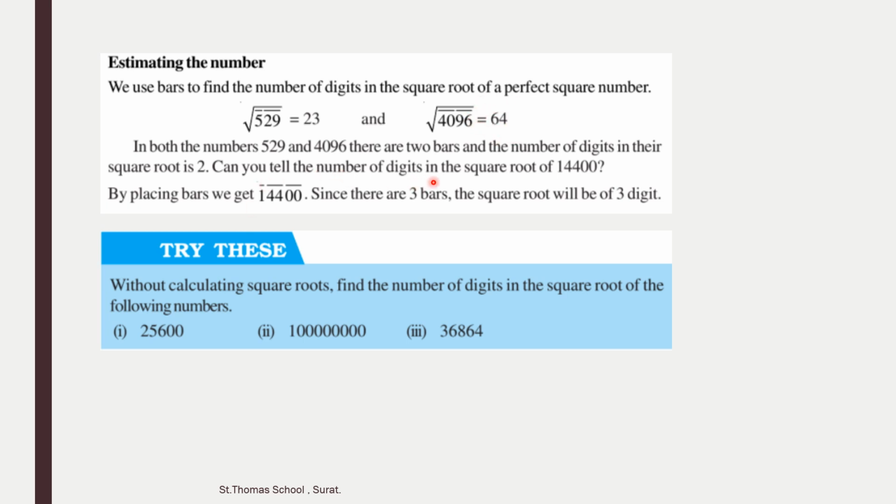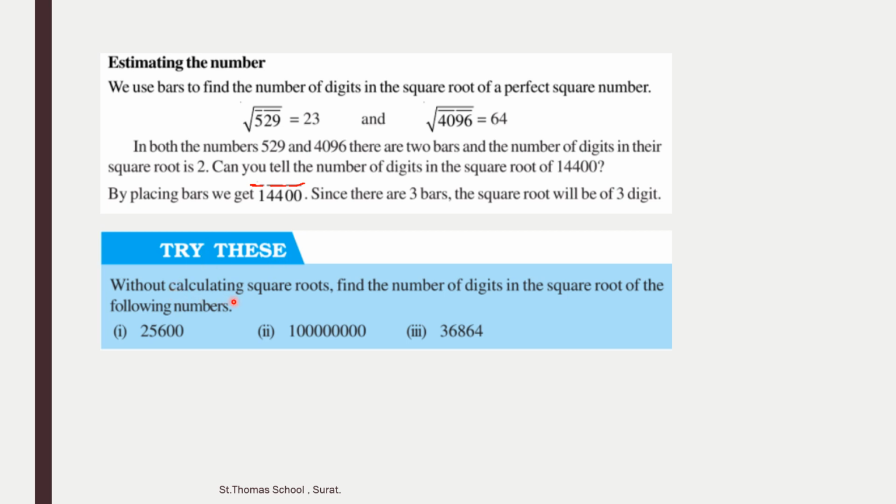Can you tell the number of digits in the square root of 14,400? So what you have to do? First you have to put bars like this. From the ones place you start 1, 2, again 1, 2, again 1. So how many bars? 1, 2, 3. So there are 3 bars. So the square root will be of 3 digits. Clear? Now, that many bars, that many digits the square root will have.